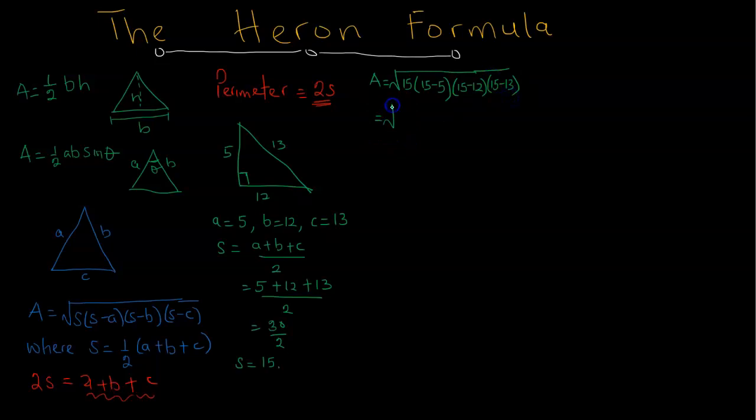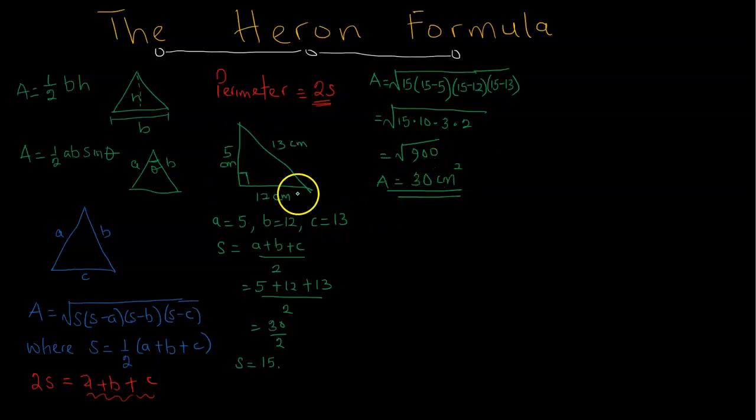Okay, so this is equal to the square root of 15, 15 minus 5 is 10, 15 minus 12 is 3, 15 minus 13 is 2. Multiplying all three numbers, 15 times 10 is 150, times 3 is 450, times 2 is 900. And the square root of 900 is 30. It's just going to be centimeters squared. So that's the area of the triangle.